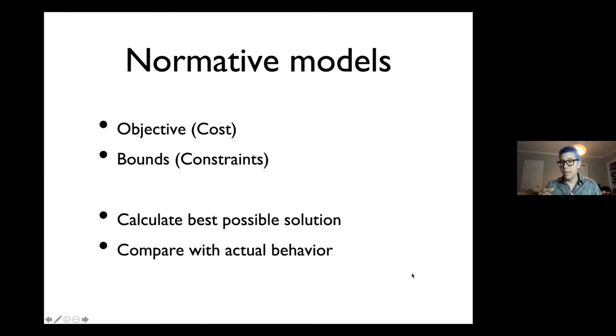And that could be, say, the energy that you use while you walk. That could be you want to minimize the errors while you move. That could be, if you play the game of darts, maximize the amount of score that you get. There's a lot of aspects of it. And then there's bounds, there's constraints.